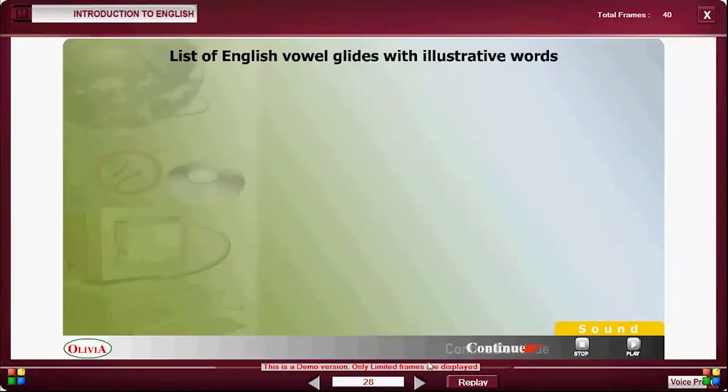Then the vowel glides. List of vowel glides with illustrative words. A as in ape, late. I don't think all of us pronounce these two words in the right way. Ape, it can go up to the extent of ape in some rural areas. The next word is almost always late, not late. So this is the sound, the next sound.